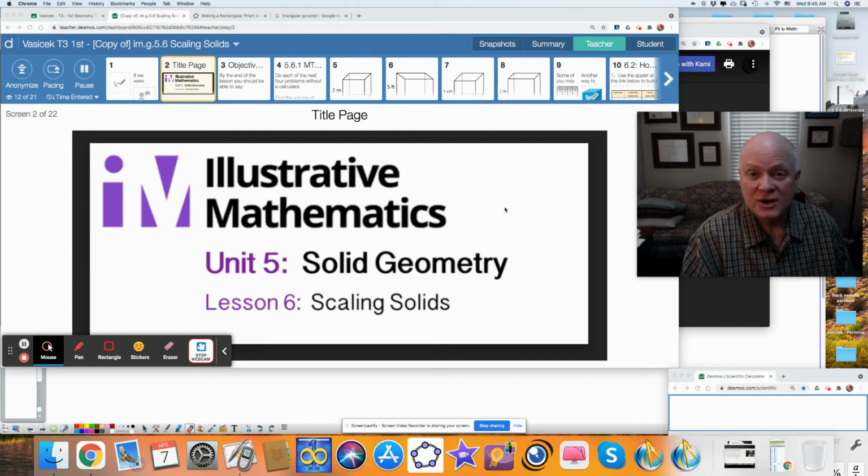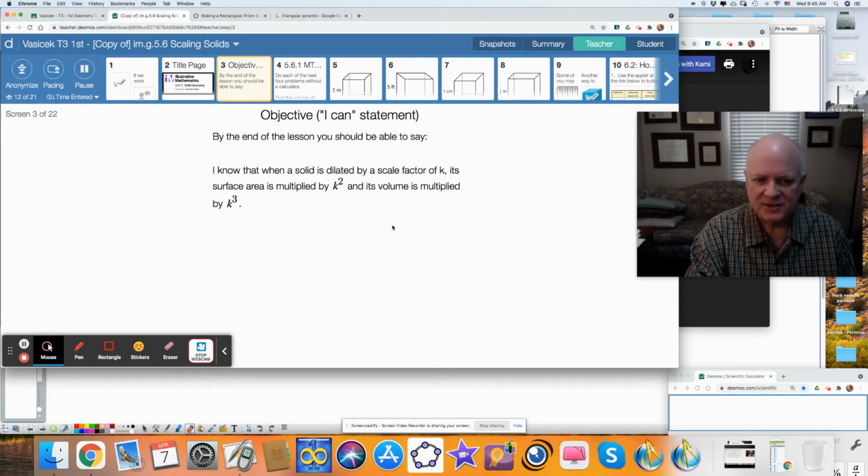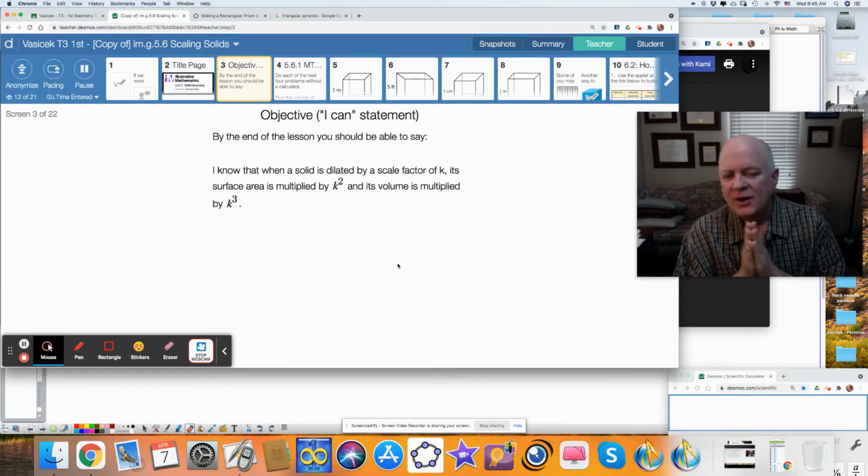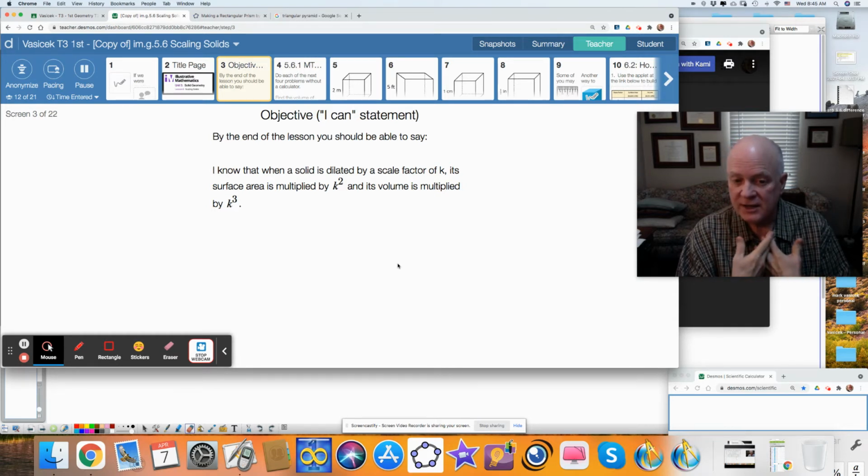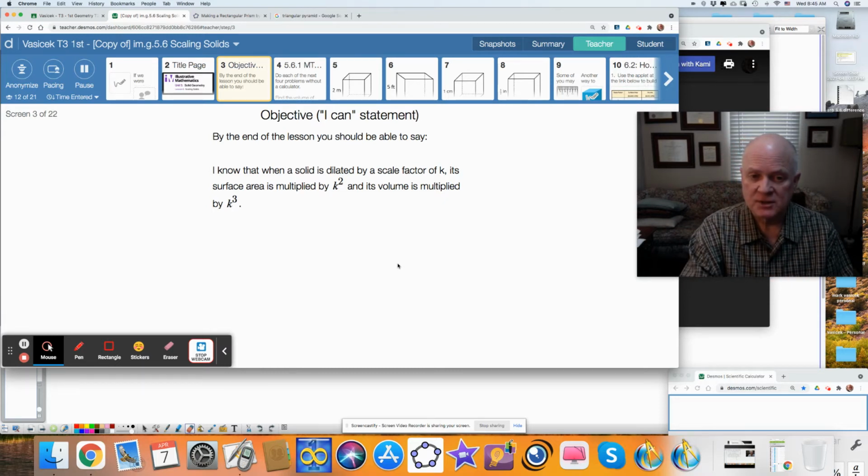We're in geometry, solid geometry, unit 5, and lesson 6, which is scaling solids. The objective for you today is that you can say, I know that when a solid is dilated by a scale factor of k, its surface area is multiplied by k squared, and its volume is multiplied by k cubed. That's where we're going today. I will show you a picture of this later on so that you can see how we're looking at this.